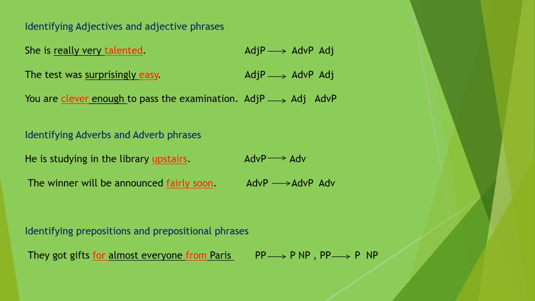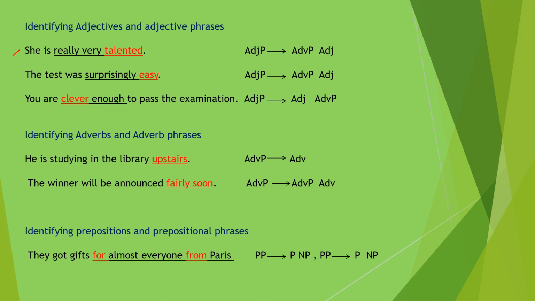Okay, so here we have adjective phrase, adverb phrase and prepositional phrase. We'll begin with adjective phrase. As we know, adjectives are something that adds to the meaning of the noun or modifies the noun. So here in the first sentence, we have this section, really very talented. She is really very talented. So really very talented is adding something about she, which is a pronoun. So it is acting as an adjective phrase.